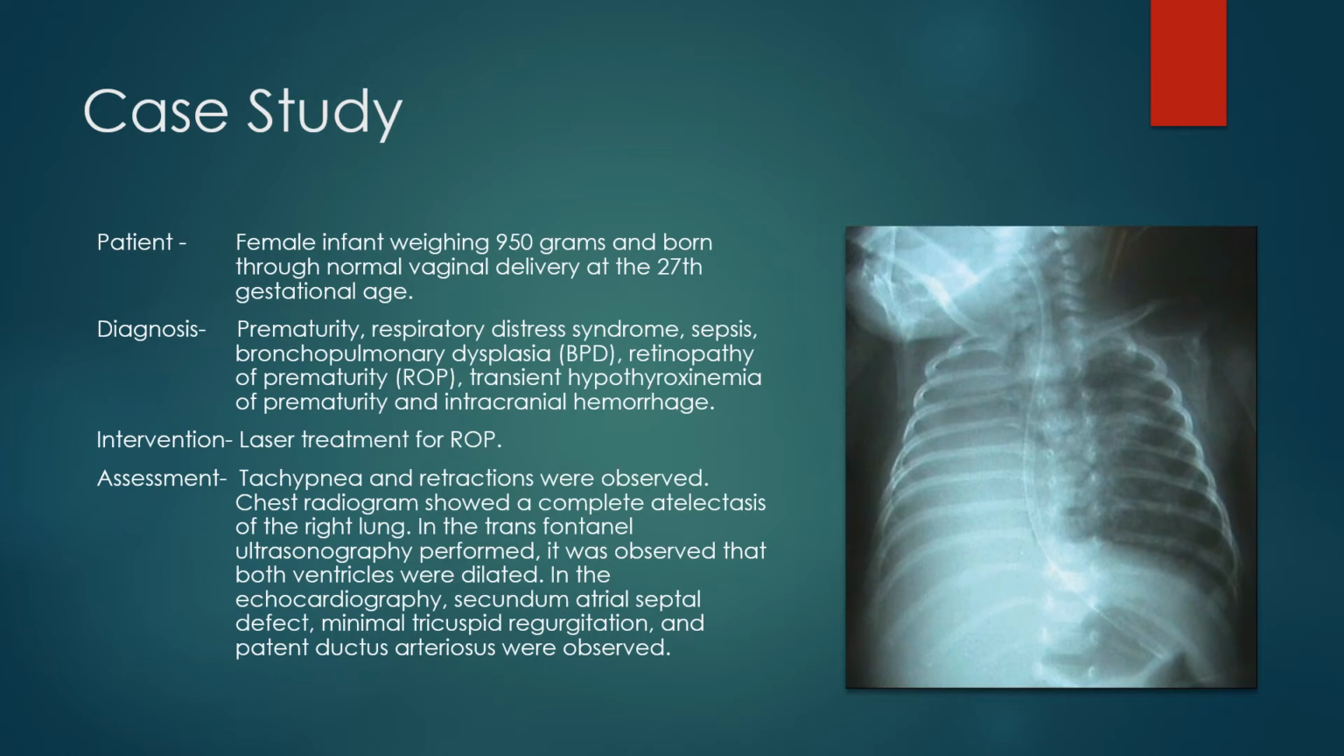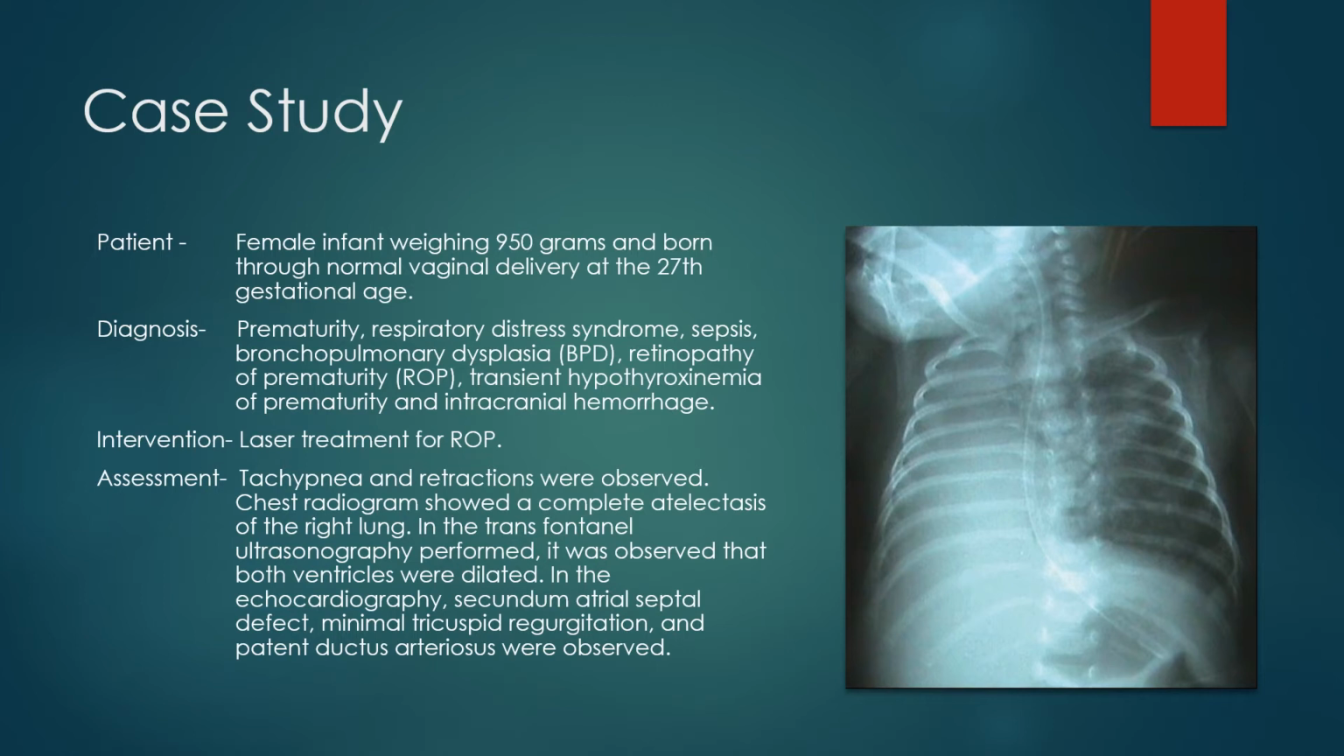So in this case study, we have a female infant weighing 950 grams who was born through normal vaginal delivery at 27 weeks. She was diagnosed as being premature. She was found to be in respiratory distress syndrome. She was septic. She had bronchopulmonary dysplasia, retinopathy of prematurity, transient hyperthyroxinemia of prematurity, and intracranial hemorrhage. She's being brought to the OR for laser treatment for her ROP.